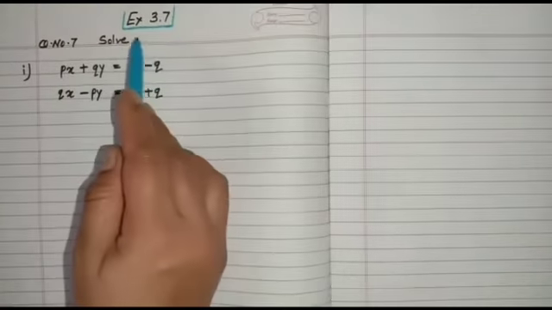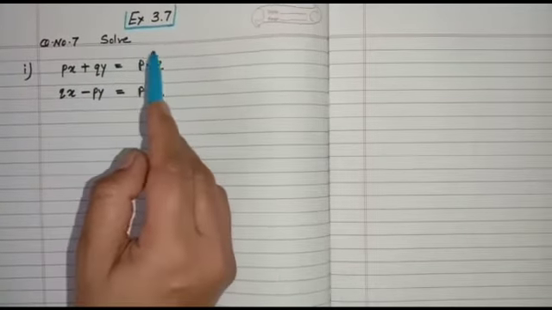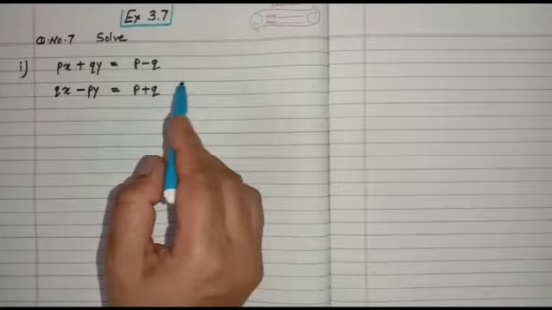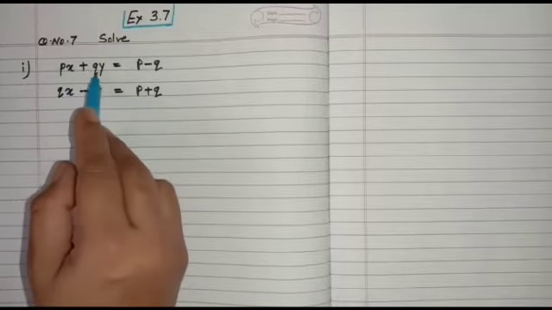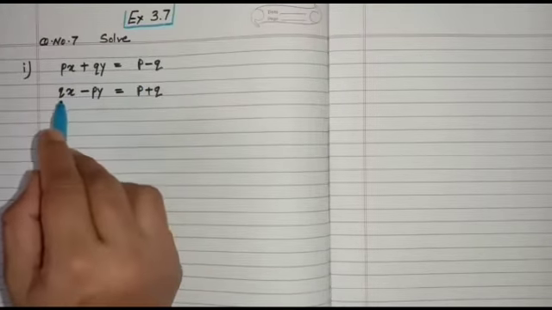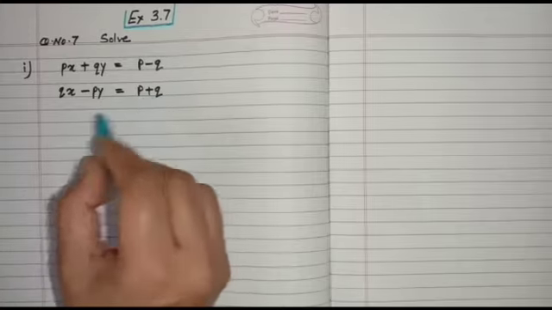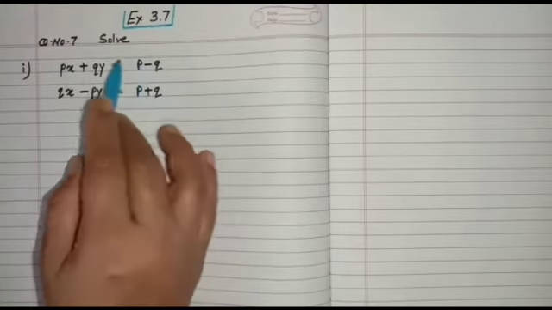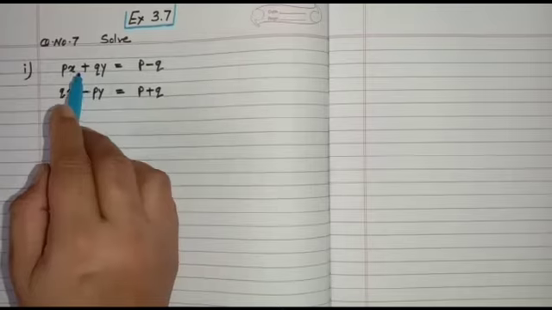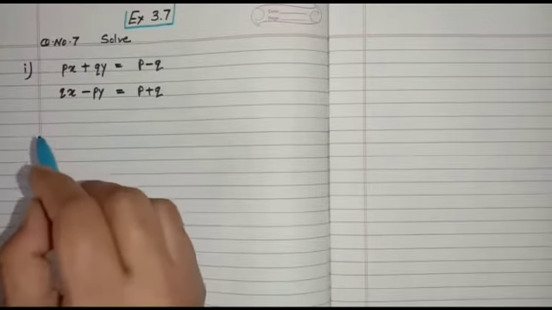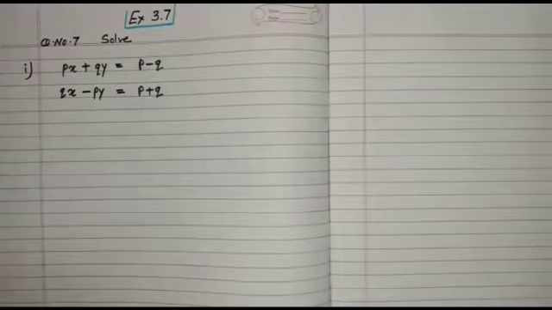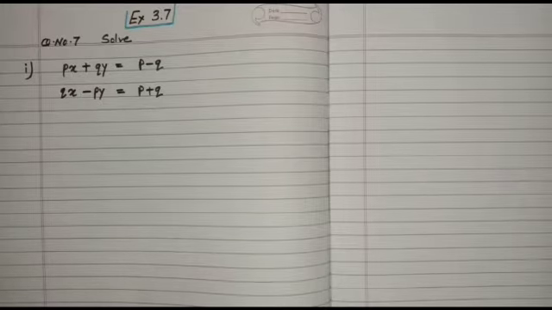Question number 7 of exercise 3.7 is: solve the following pair of linear equations in two variables, px plus qy equal p minus q and qx minus py equal p plus q. We have to solve these equations and find the values of x and y. We can use any of the methods, student. You can use the elimination method, the substitution method, or the cross multiplication method. I am using the elimination method here.